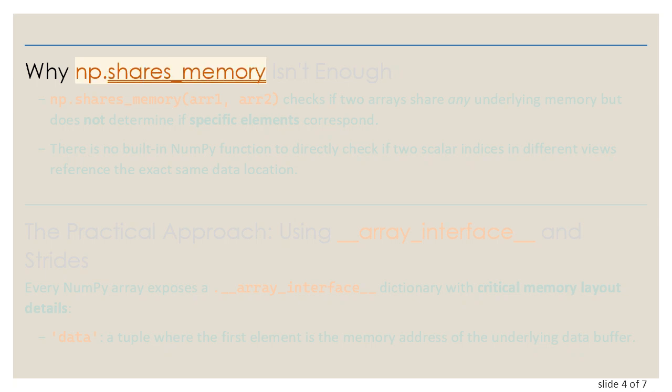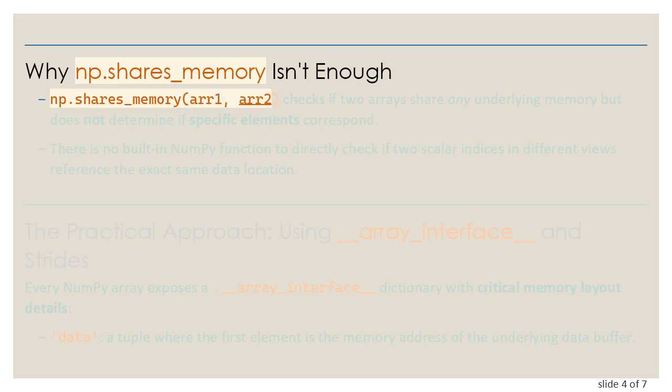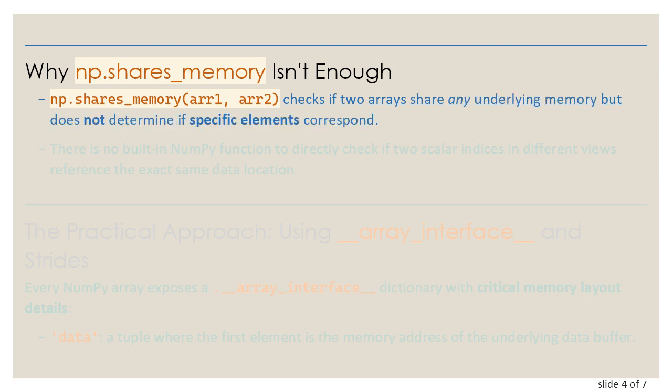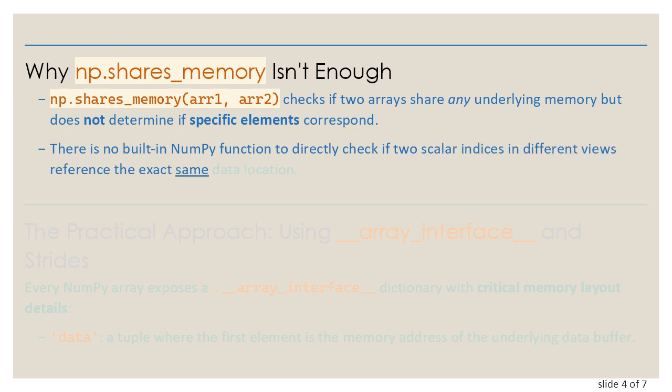Why np.shares_memory isn't enough. np.shares_memory(arr1, arr2) checks if two arrays share any underlying memory but does not determine if specific elements correspond. There is no built-in NumPy function to directly check if two scalar indices in different views reference the exact same data location.